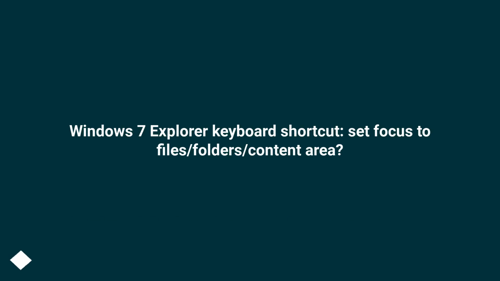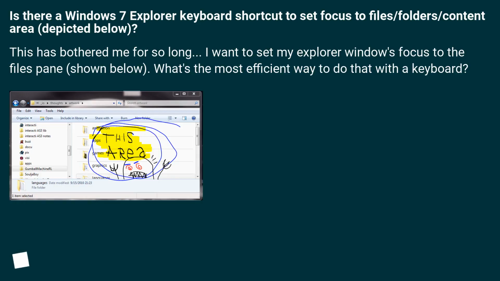Windows 7 Explorer keyboard shortcut. Set focus to file/folder/content area. Is there a Windows 7 Explorer keyboard shortcut to set focus to file/folder/content area, depicted below?